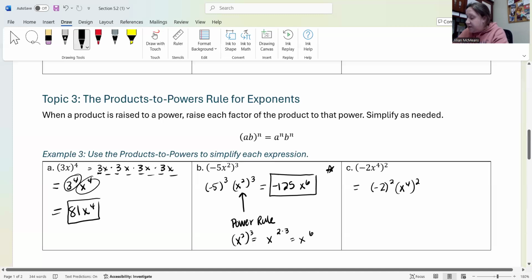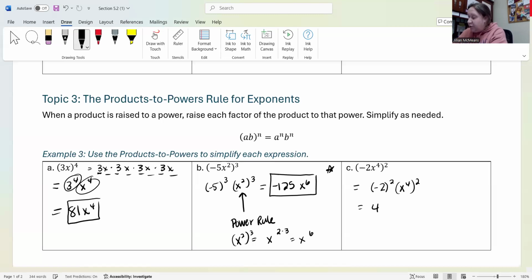So we have positive 4, and then just like before, we're using the power rule. We have an exponential notation type expression, so an expression that already contains an exponent. That expression itself is raised to another power. You want to keep the initial base, and you want to multiply the exponents. So x to the 4th, squared becomes x to the 8th power.